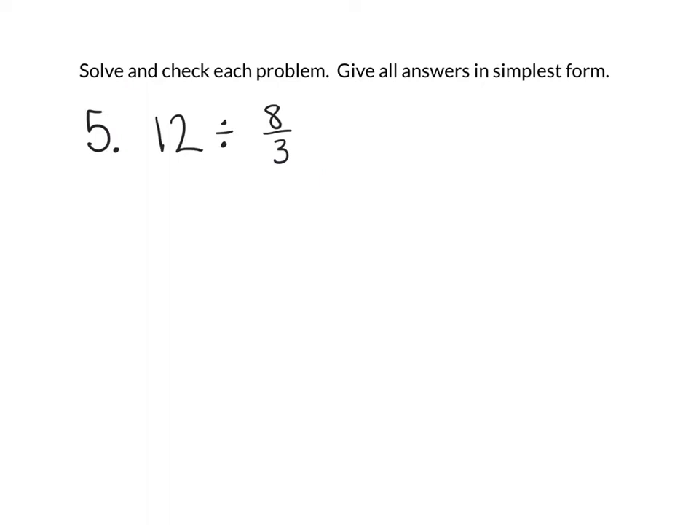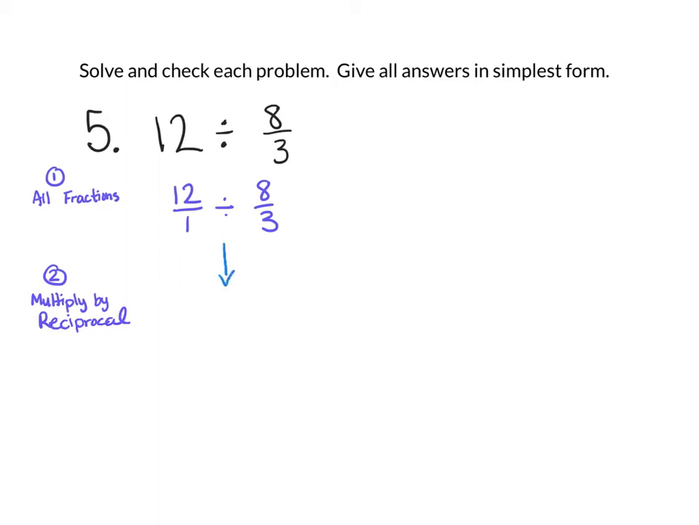Okay, for number 5, we have 12 divided by 8/3. The first step that we have to do is make it all fractions. So my 12 is not a fraction, it's a whole number, so I need to make it a fraction. So I need to put 12 over 1 and then divide it by 8/3. So now I have all fractions. My second step is to multiply by the reciprocal. So the division sign is going to change into a multiplication sign, and my second fraction is going to flip, or the reciprocal of it, which would be 3/8. My 12 over 1 stays the same.